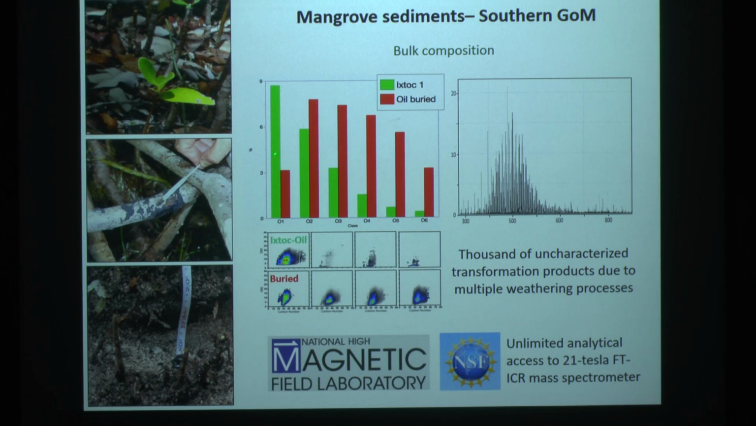Here are some preliminary results showing, in green, the Ixtoc-1 oil reference standard, and in red, these buried samples that we collected from the mangroves in Campeche. We see large transformation products with oxygen heteroatoms, but we also found thousands of uncharacterized transformation products, so they probably come from very different weathering processes. But with this type of analysis, the level of resolution is heteroatoms, which means I cannot tell anything else from here.